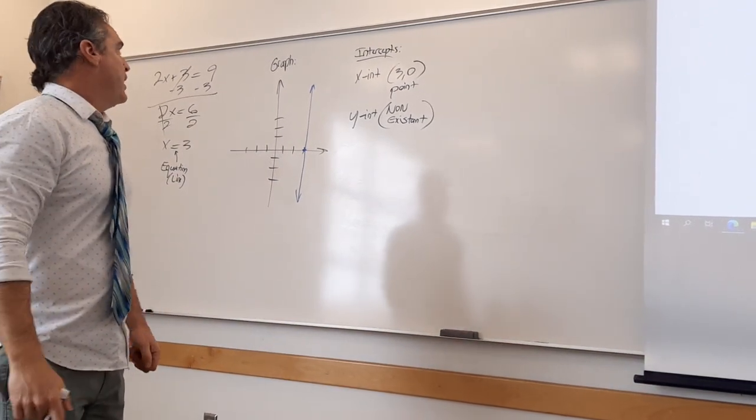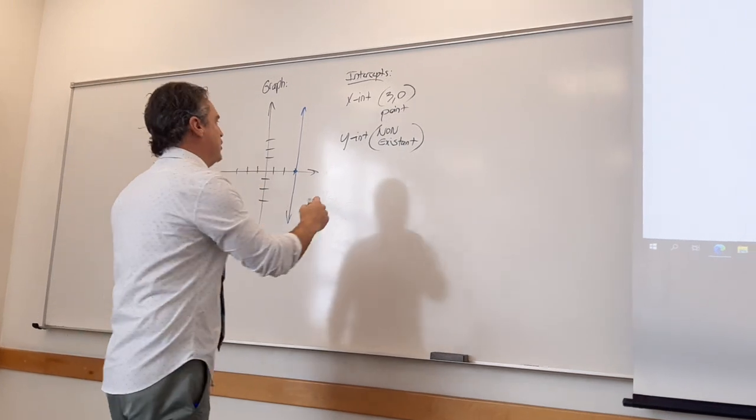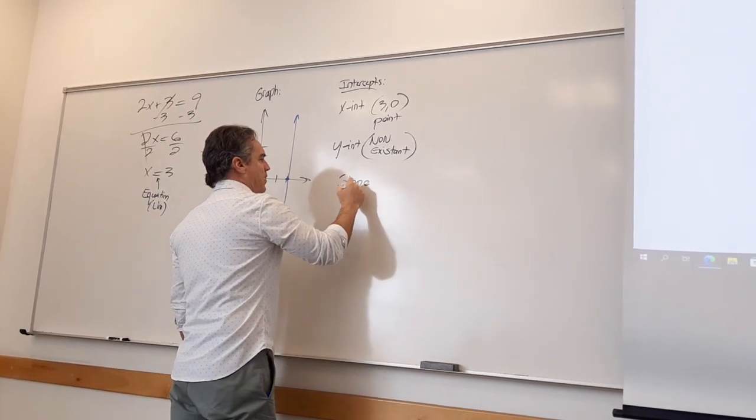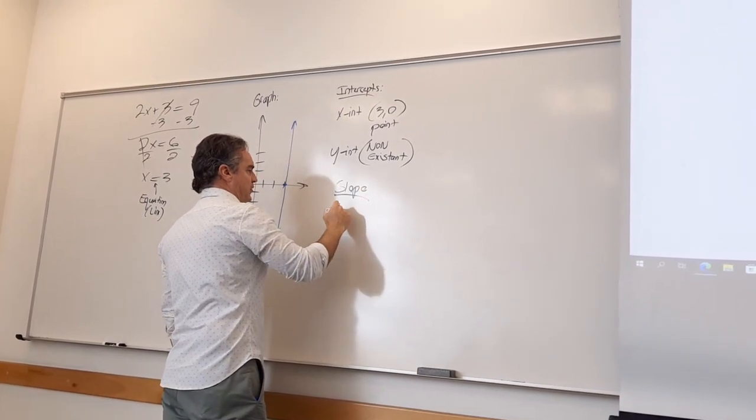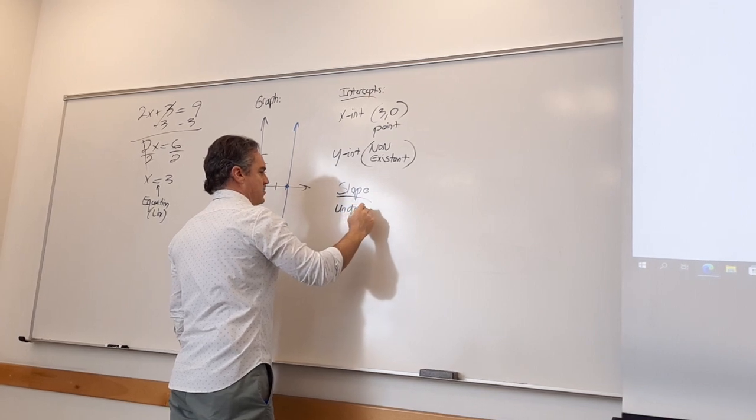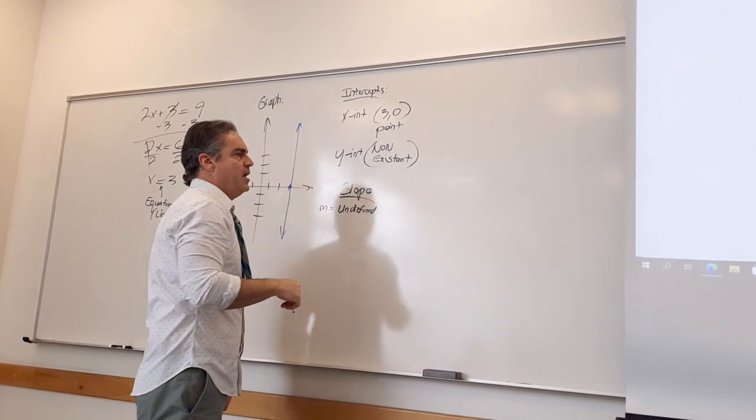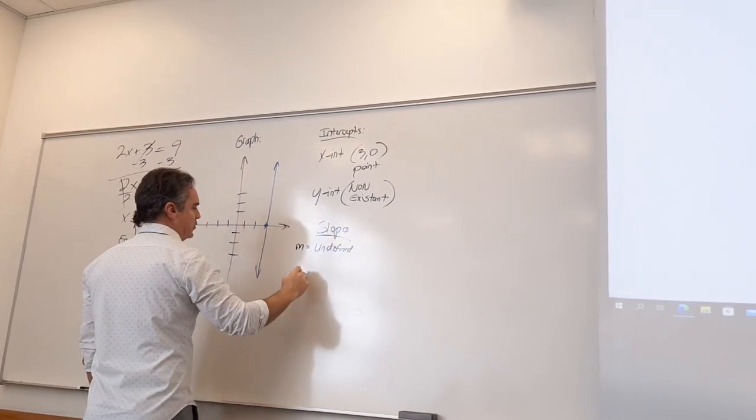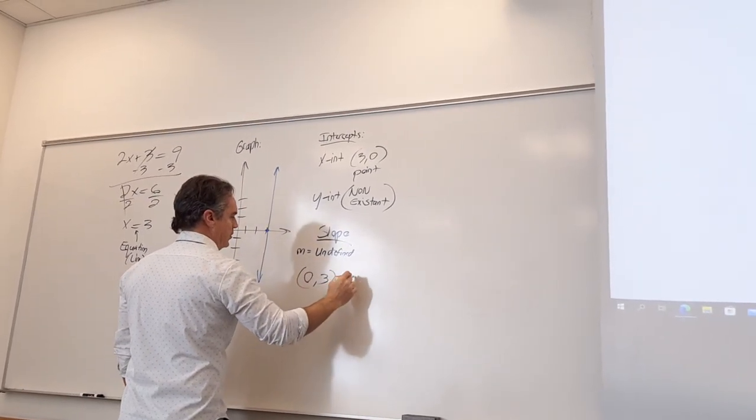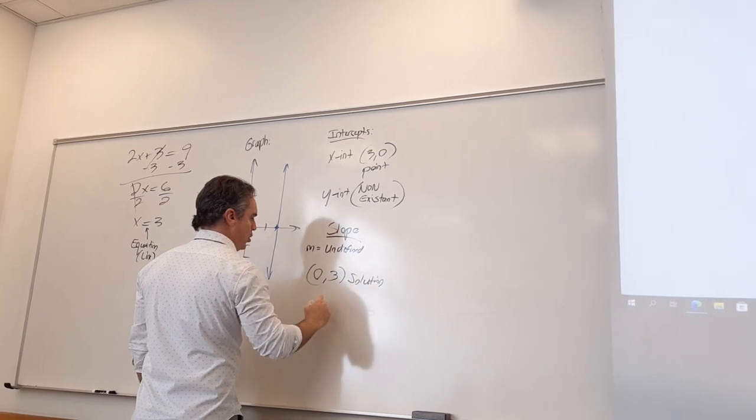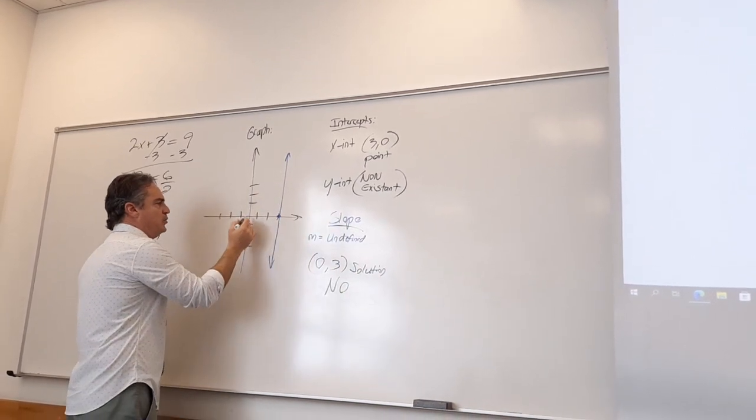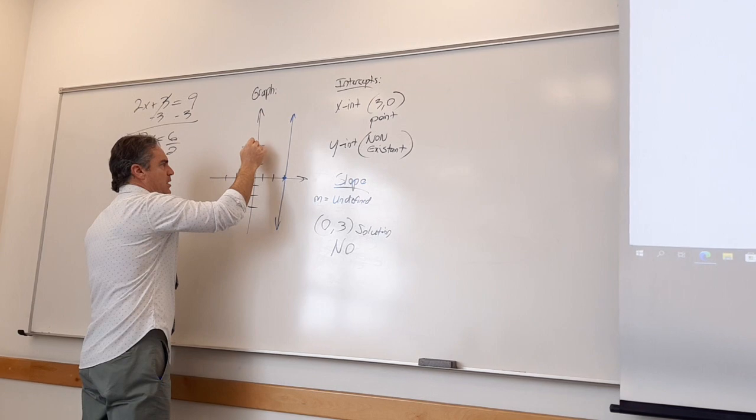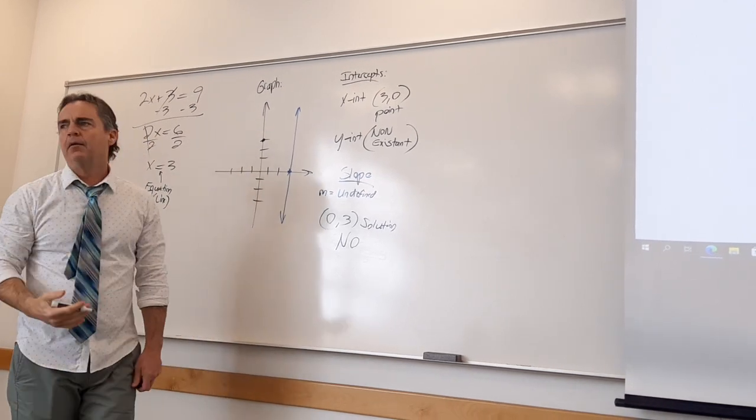Now, we have our graph and intercepts. What's our slope? What's the slope of a vertical line? Undefined. So m equals undefined. And then they ask us, is (0, 3) a solution? No. The way we know that is we come here and go 0 and then 1, 2, 3, and that point is not on our line.